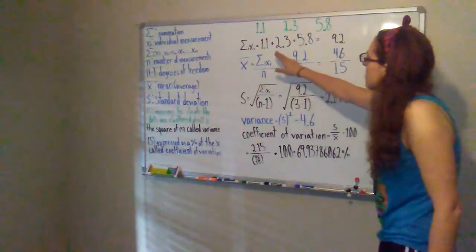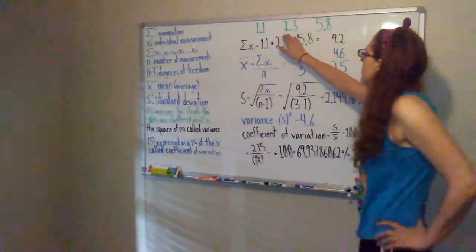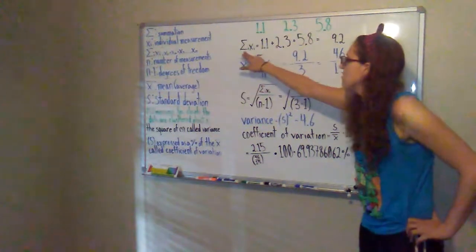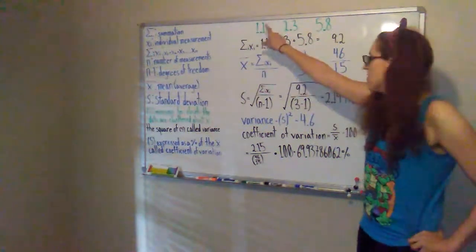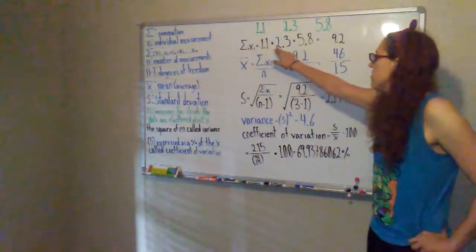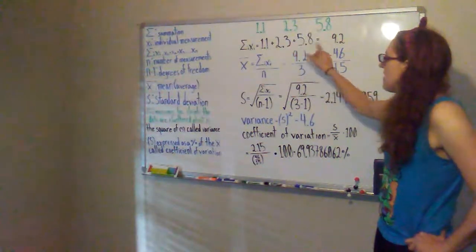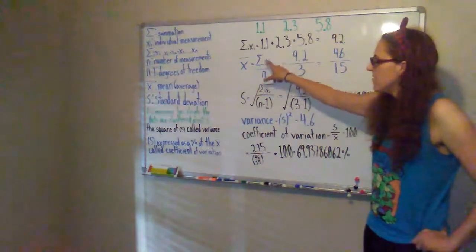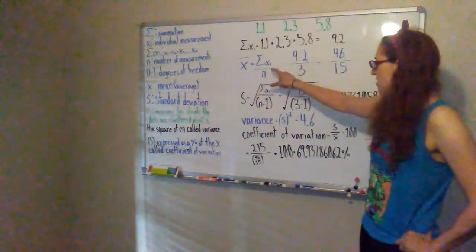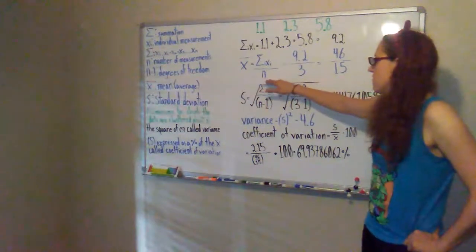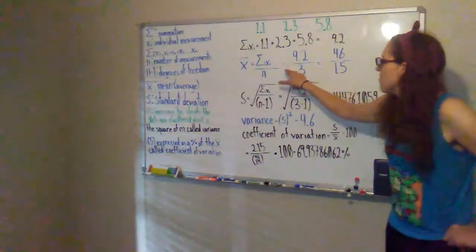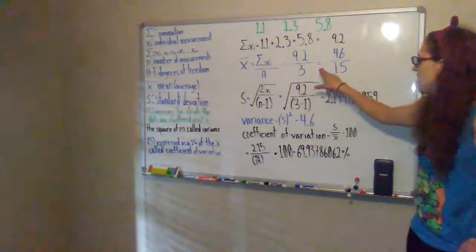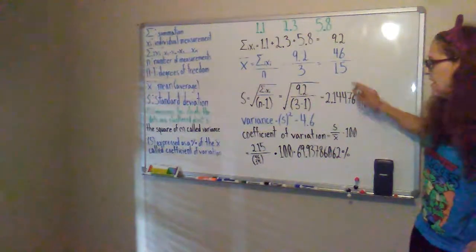So we're given the numbers 1.1, 2.2, 2.3, and 5.8. So the summation of the individual measurements would be 1.1 plus 2.3 plus 5.8 equals 9.2. So the mean is the summation of the measurements over the number of measurements. So that equals 9.2 divided by 3, because we have 3 measurements, equals 46 over 15.